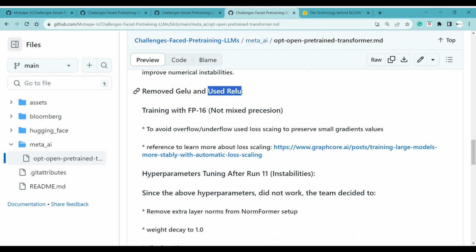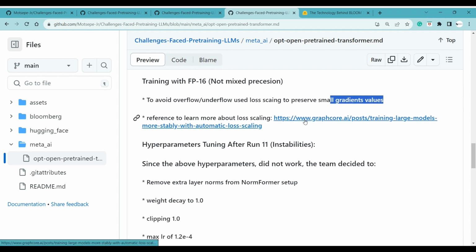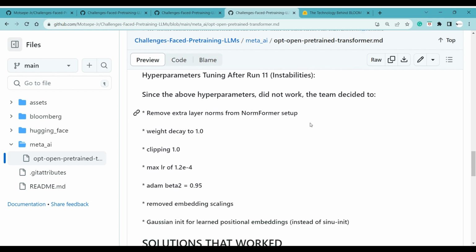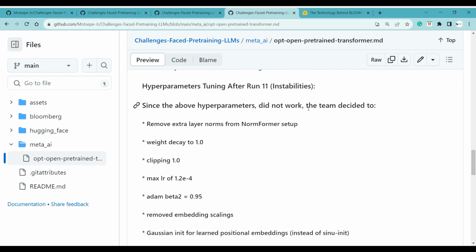They removed GeLU and used ReLU. They trained with FP16. I think this is not mixed precision, because when you do mixed precision you have to make your updates in FP32. They did not do that; instead, they used FP16. Then, to avoid overflow and underflow, they use what we call loss scaling, to preserve small gradient values. I left the link here for those who want it; the folks at Graphcore explained the loss scaling concept much better. But it's very easy: you scale your loss, then you multiply your learning rate by the scale. Something along those lines.